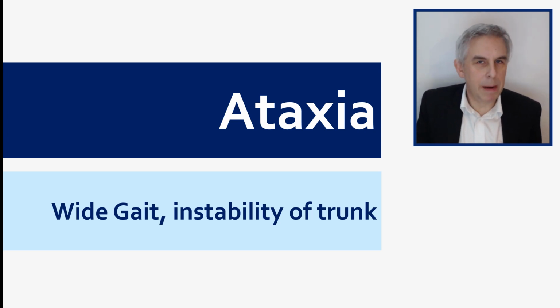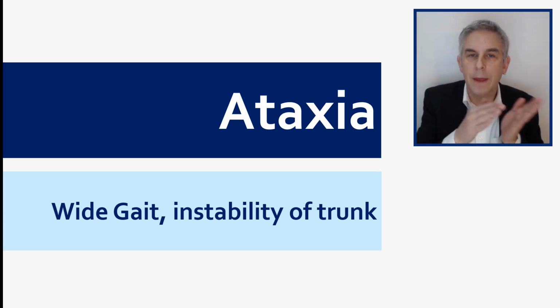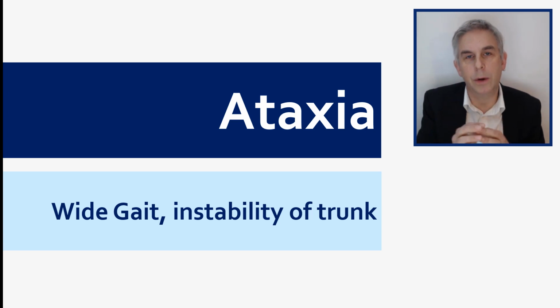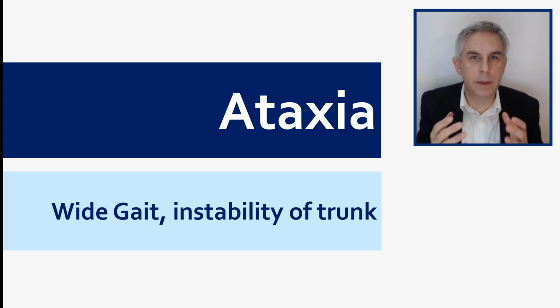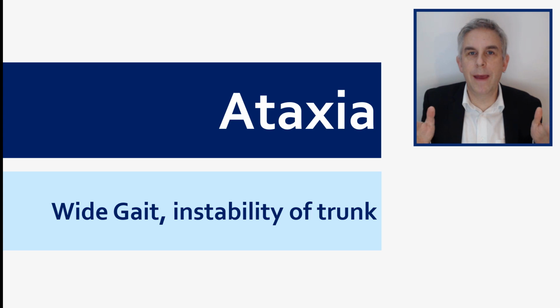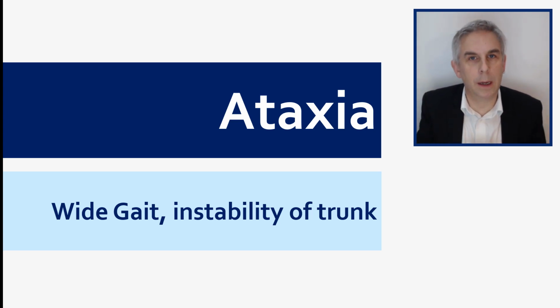In particular, people with cerebellar ataxia, or an ataxia that's caused by damage to the cerebellum, will present with a wide gait. The reason for that is that when they try to use a normal gait, i.e. put their feet together, they become very unsteady. To mitigate against that, they spread their feet so they have a wide gait, both when they're standing and when they're walking. They will also have an instability of their trunk, of their upper body.